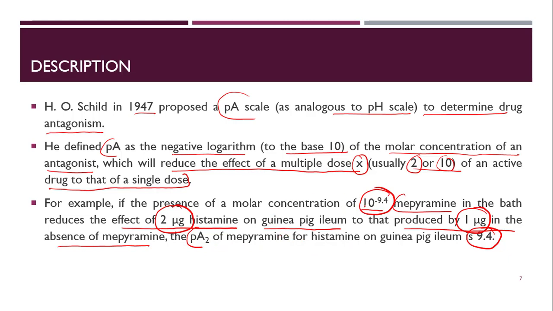So how is it 9.4? Understand the definition. It is the negative logarithm, so this negative sign comes from the definition, and to the base 10. So when we talk about the pA2 value, we have to take into account this negative sign as well as the base 10. So the value here becomes 9.4. That was the example.